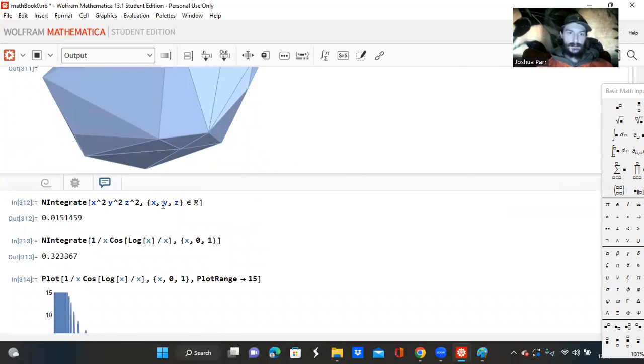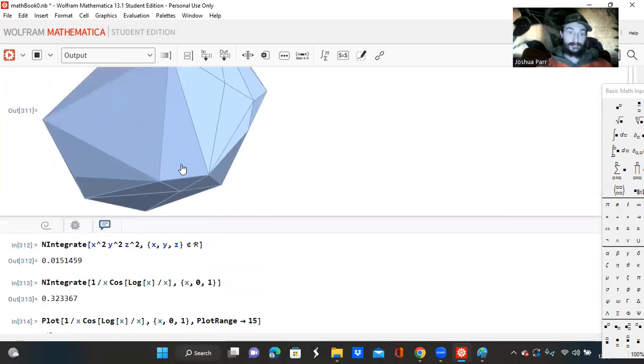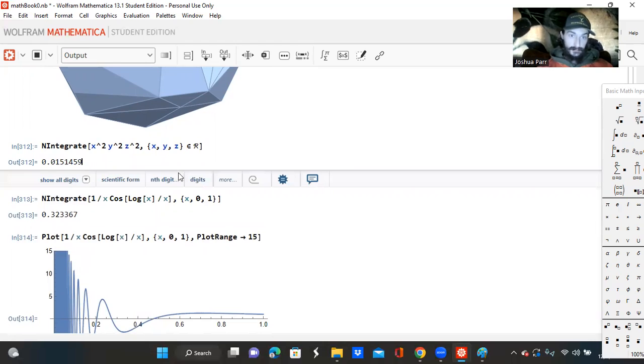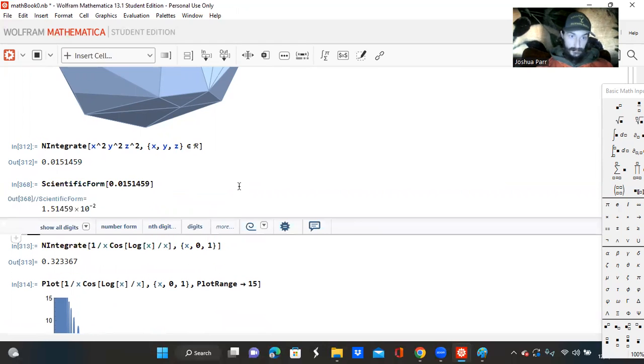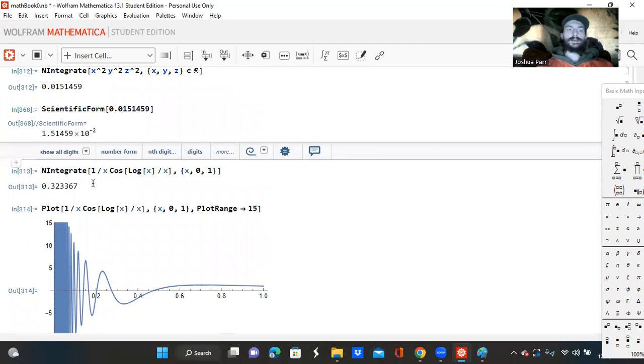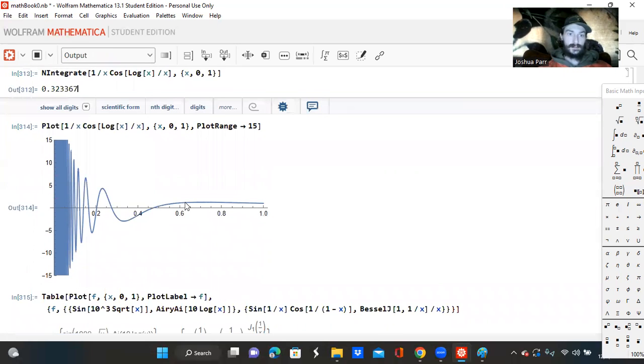Integrate x squared, y squared, z squared for x, y, and z in the elements of this convex hull. And that is the NIntegrate, in scientific form. Another NIntegrate function, 1 over cosine x log of x divided by x, x from 0 to 1. Get my answer, and then I plotted my answer with cosine log of x over 15.